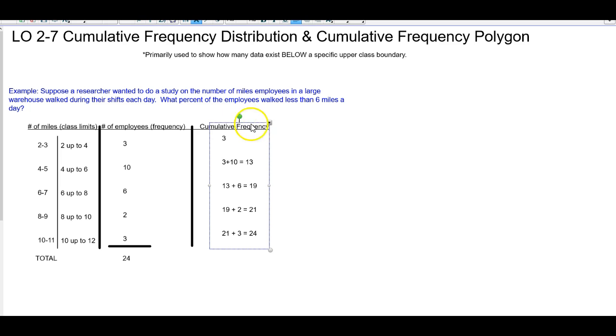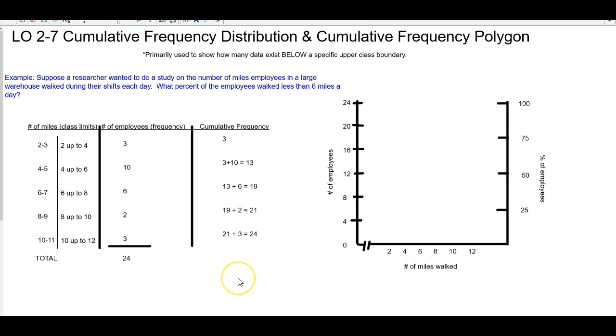Notice how my cumulative frequency should equal the total number of data points I have, which is 24. So that's a good start right there. When your cumulative frequency at the end adds up to be your total, you know you're on the right track. Okay, we're ready to work on our cumulative frequency polygon, so let's get started.